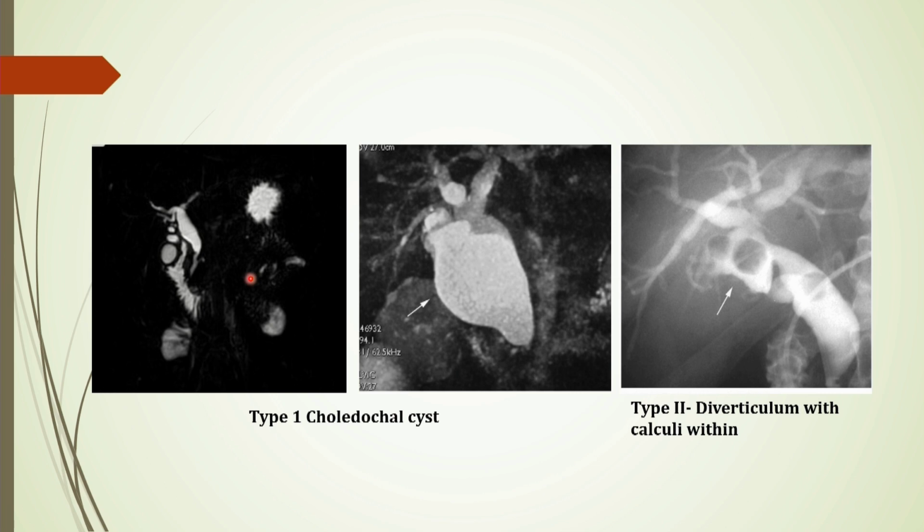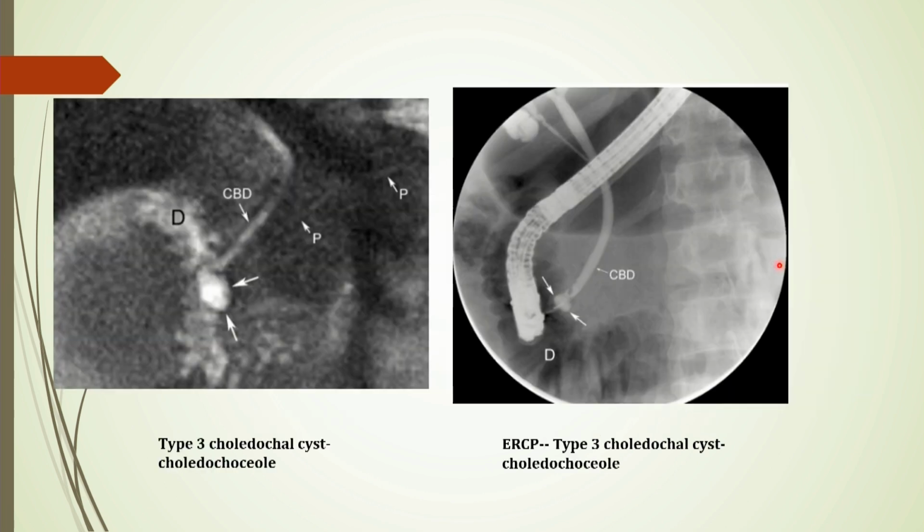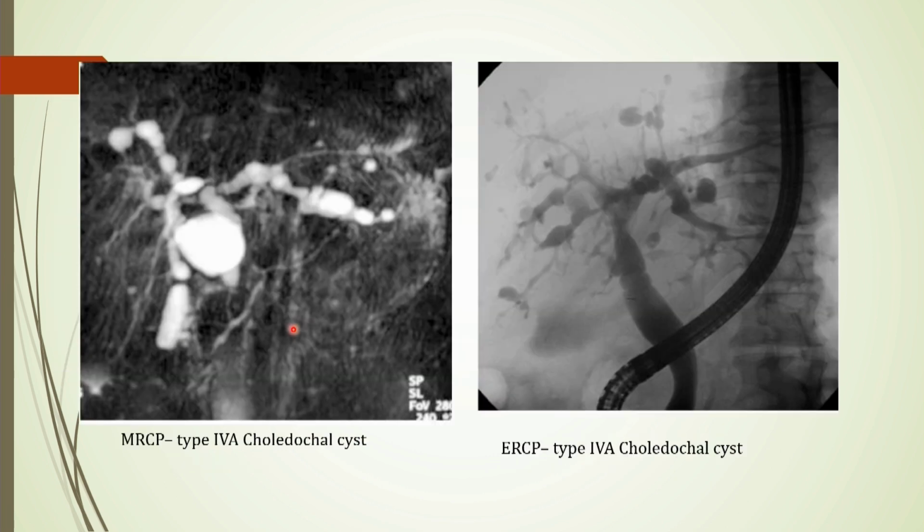Here we can see on projected MRCP image type 1 choledochal cyst with fusiform dilatation. Here we can see saccular dilatation. Here we can see the diverticulum with multiple filling defects within the diverticulum. This is the projected MRCP and ERCP image showing the choledochocele, and MRCP and ERCP images showing multifocal multisegmental cystic dilatation of intra and extrahepatic duct, which is the type 4A choledochal cyst.